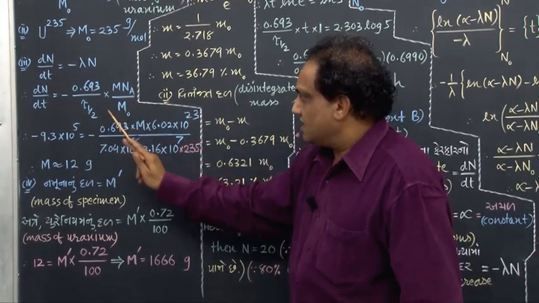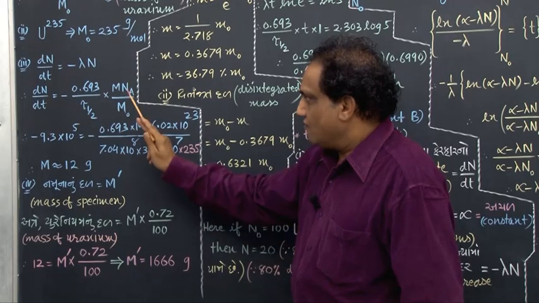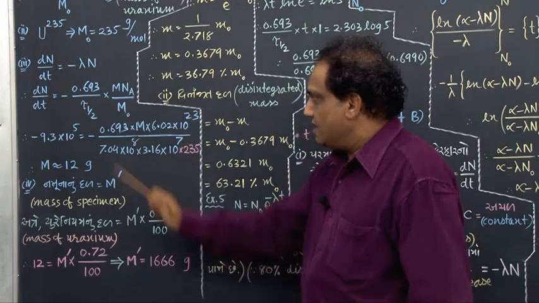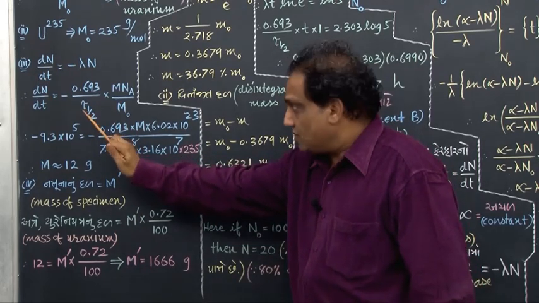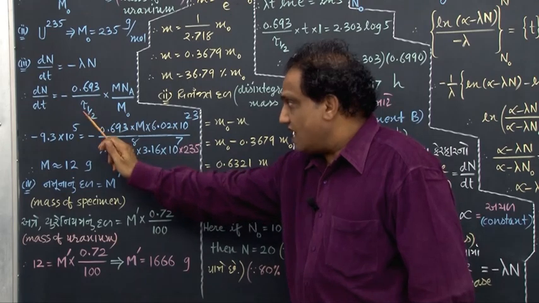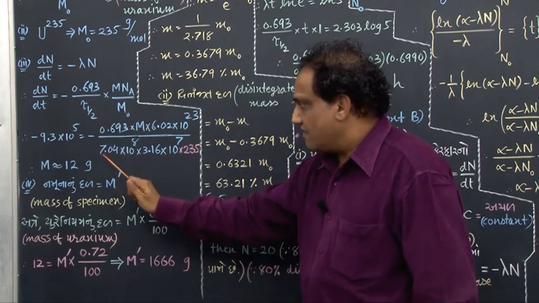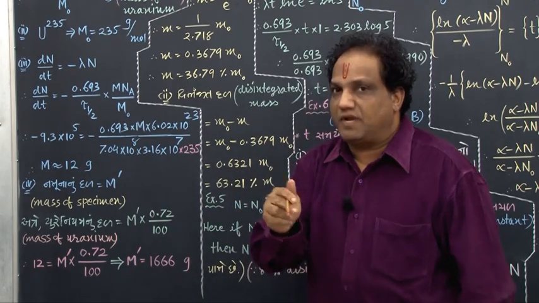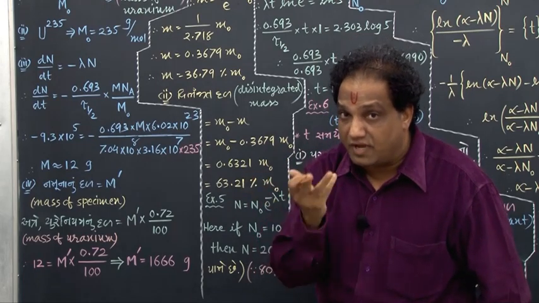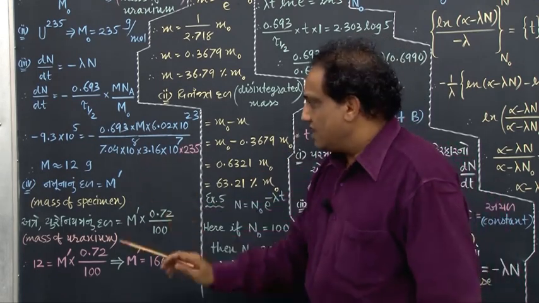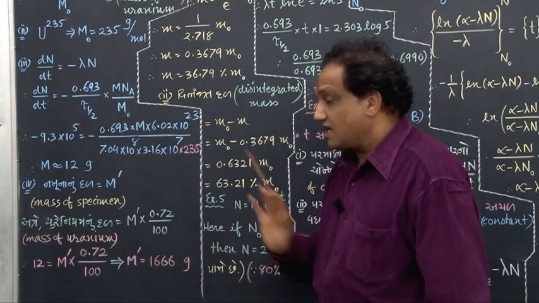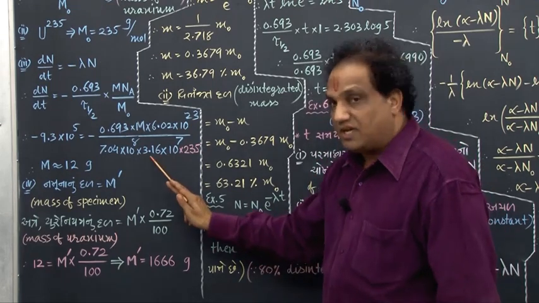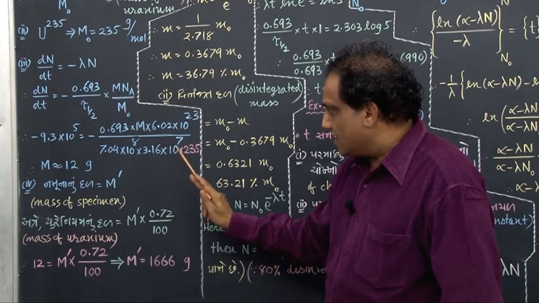Okay. 0.693 as it is, capital M as it is. What is Na? Avogadro number, everybody knows, 6.02 into 10 raised to 23 divided by tau half. As I told you, this time you must take in second. What is half-life given to you in the statement? 7.04 into 10 raised to 8 years. But at the same time in the statement they have given 1 year is how many seconds: 1 year is 3.16 into 10 raised to 7 seconds. So while converting time from year to second, you must multiply by this factor 3.16 into 10 raised to 7.